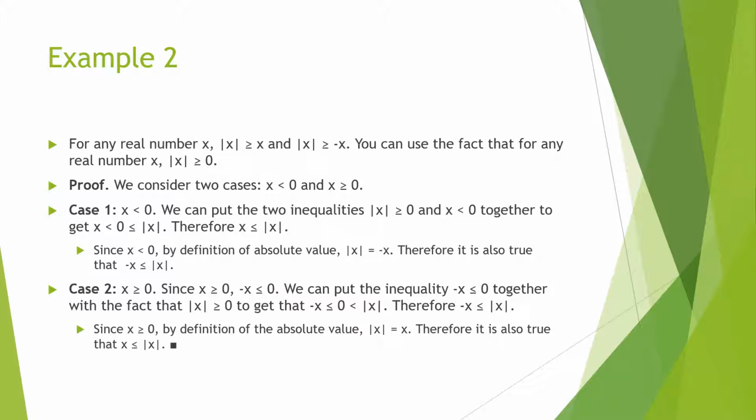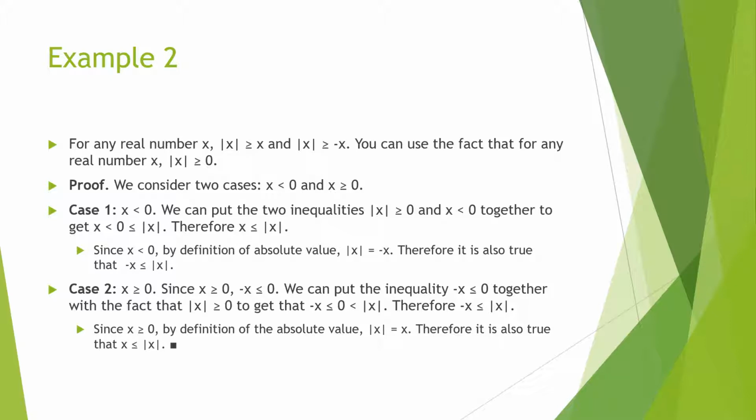We can put this inequality together with the fact that absolute value of x is greater than or equal to 0 and get the following chain of inequalities. Absolute value of x is greater than or equal to 0 and it is greater than or equal to negative x. Therefore, negative x is less than or equal to absolute value of x by the transitivity of inequalities.